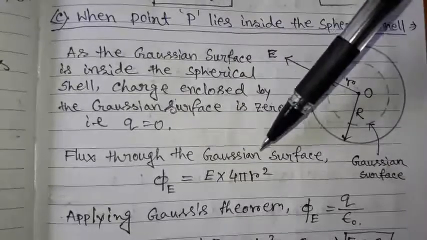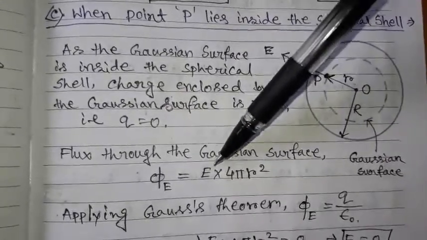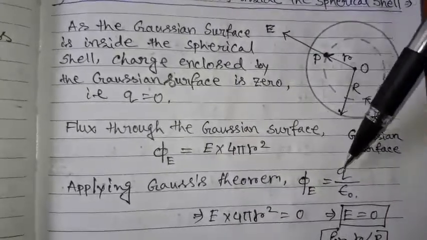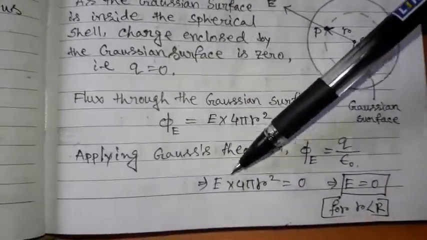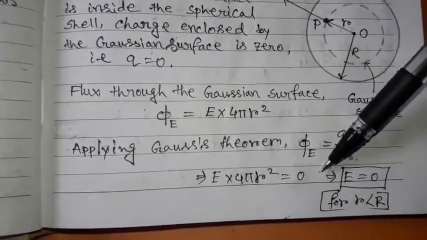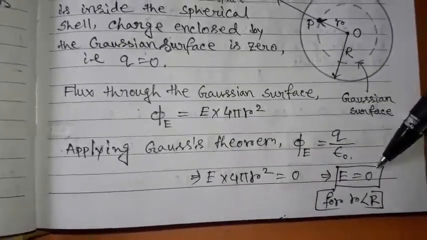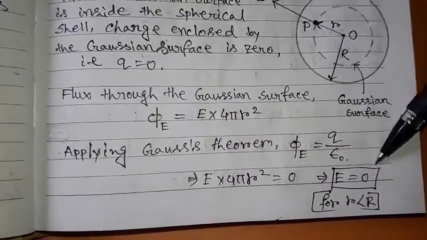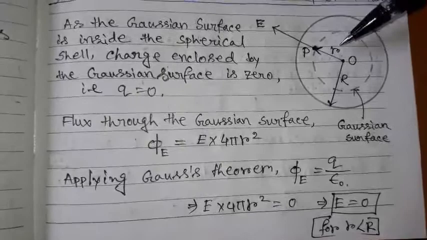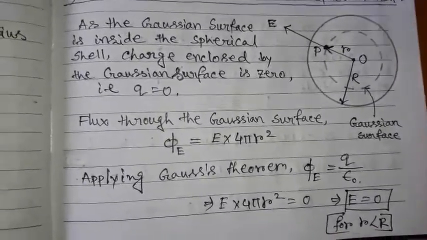Flux through the Gaussian surface, phi E, equals E into 4 pi R square. Applying Gauss's theorem, phi E equals Q by epsilon naught. So E into 4 pi R square equals 0 as Q is 0 here. So the electric field inside the sphere is 0 for small r less than capital R. So we see that inside the spherical shell the electric field is 0.